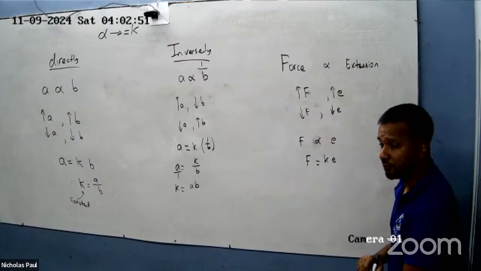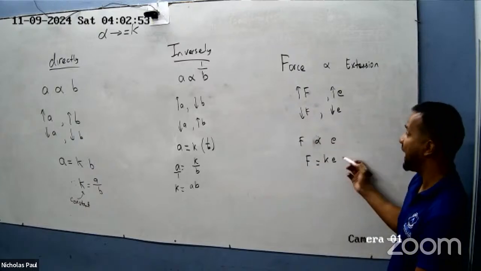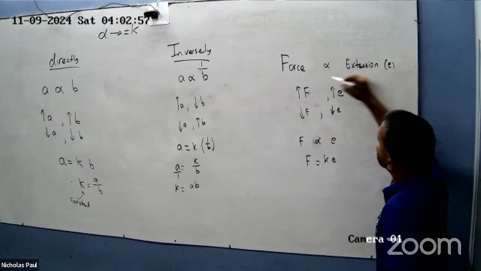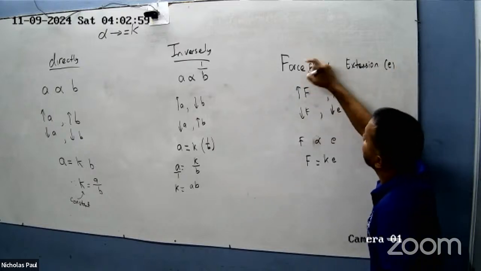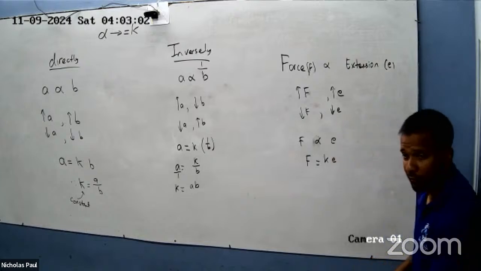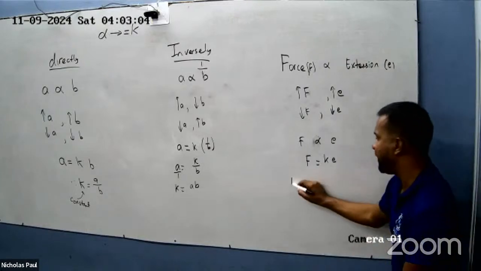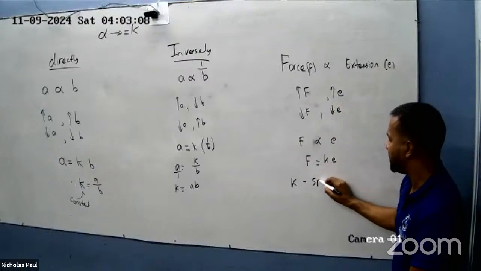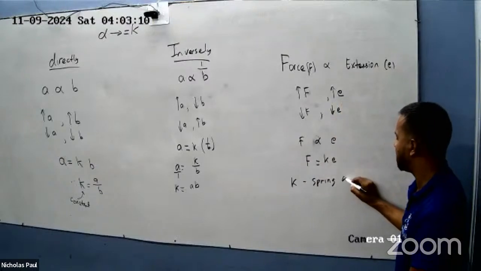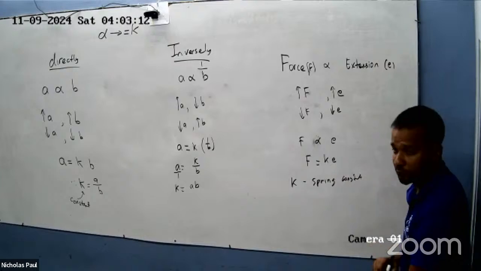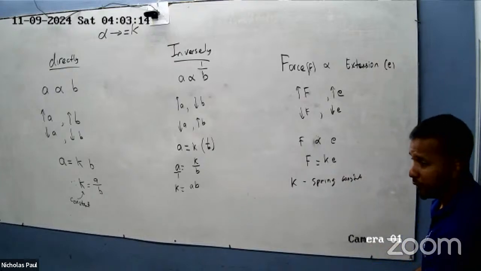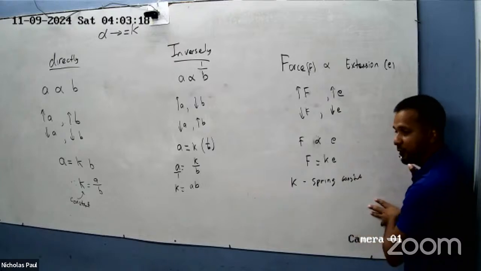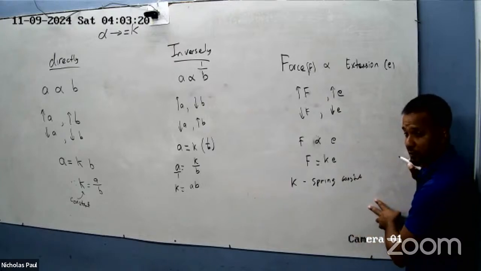You're okay with that? Some books might have F equals Kx, based on what symbol they use for extension. I am using E and F. You're okay with that? And this K, because we did our experiment with a spring, is called the spring constant. That's okay? You may have done this lab, and in the lab you had to find the spring constant.